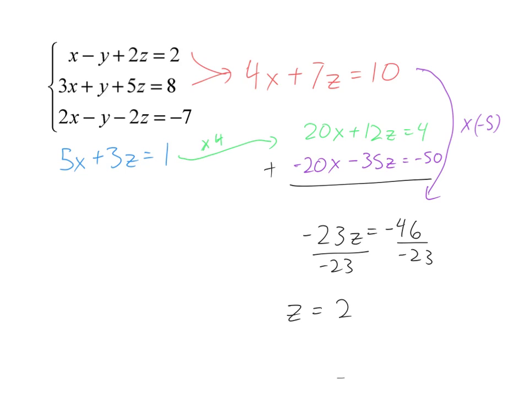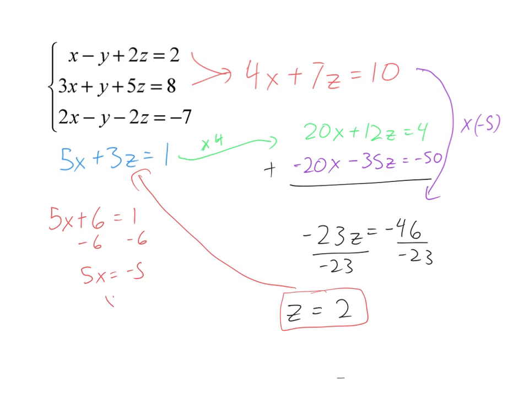So I found z, and now what I need to do is I need to take this z, and I can plug it into anywhere on this entire page. So I'm actually going to plug it into here, which will give me 5x plus 3 times 2, which is 6, equals 1. So I'm going to subtract 6 to both sides, and I get 5x equals negative 5. So x equals negative 1.